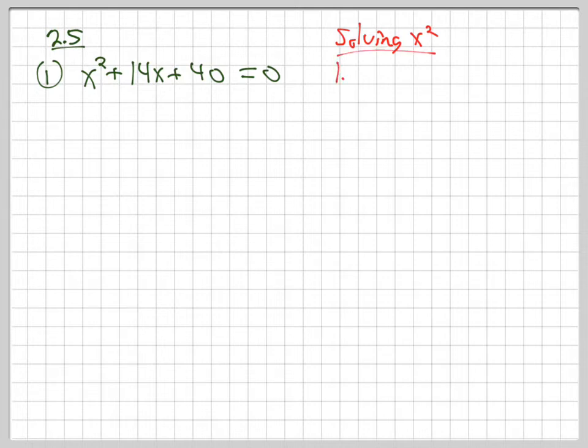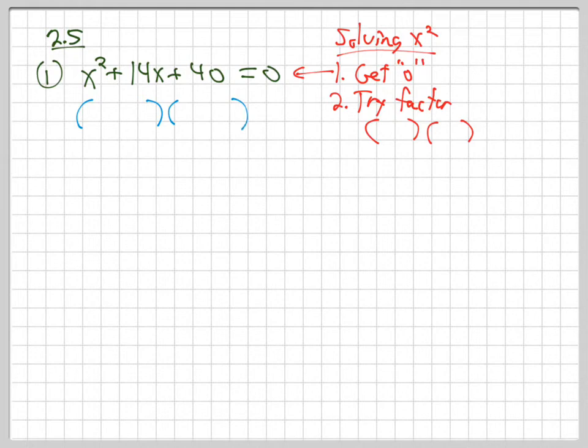Solving x squared, remember, first step is to get a 0. The second step is to try to factor, which means like the two parentheses. So first step really has already been done for us. We already have a 0 there. So we'll go right on to the second step. And the second step is try to factor, which you know what that means, right? That means the two parentheses.